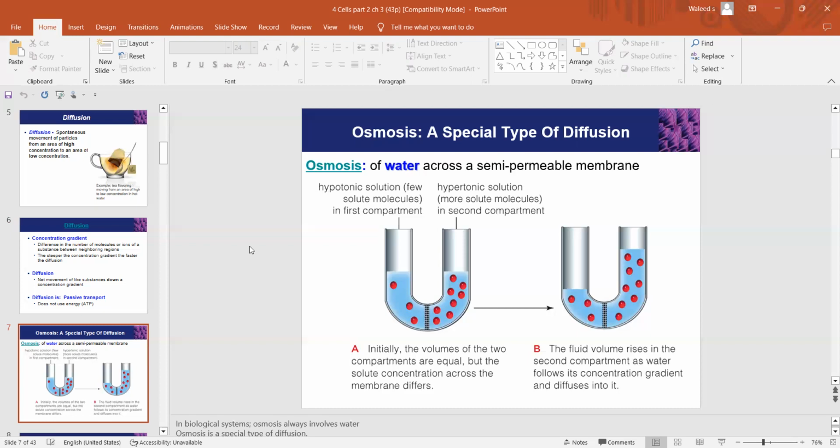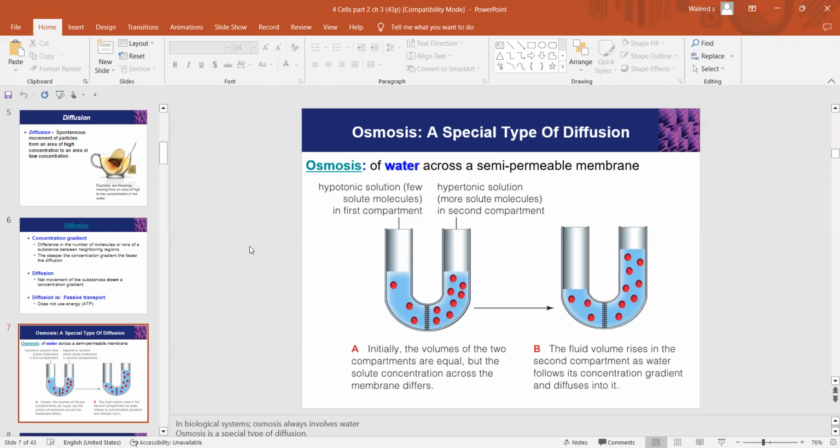So let me give you a practical example. I'm getting a container, and in this container, I'm gonna put a membrane in the middle, dividing it into two parts. One part I will put water, and the other part I will put juice. Juice is more concentrated. We call it hypertonic compared to the water. So the water will move from the water to the juice.